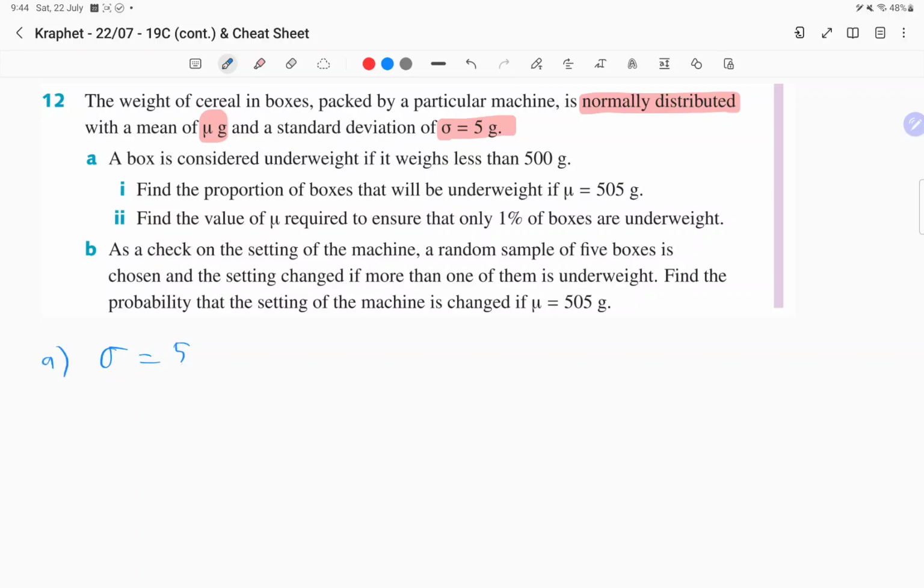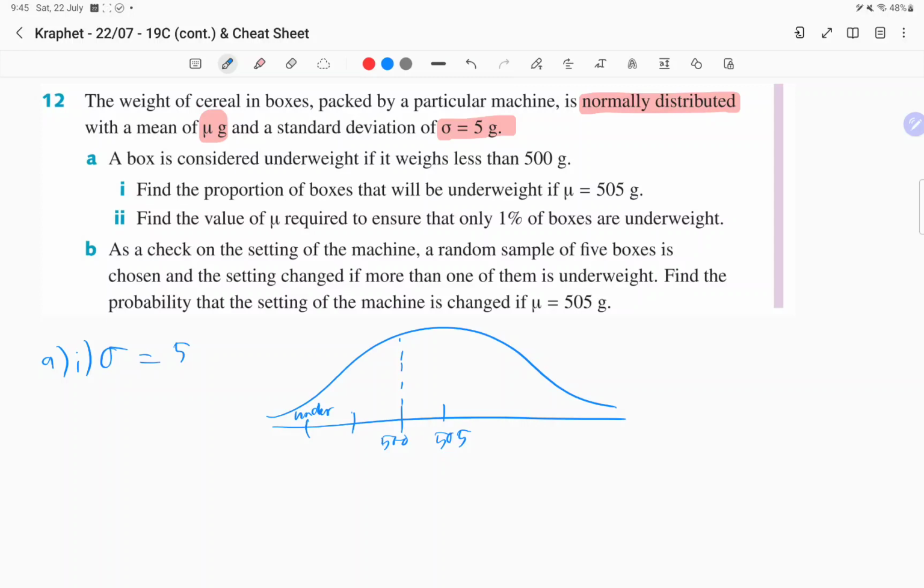Then question A: a box is underweight if it's less than 500 grams. So we don't know what the mean is, but less than 500 grams will be underweight. Find the proportion if the mean is 505. Let's say the mean here is 505 and the standard deviation is 5, which means 500 grams will be the first tick. 1, 2, 3. So 500 is here. So even based on this question A, I can already see that it's roughly 68, 30 to 16%, I think.